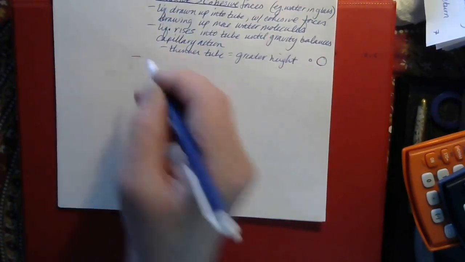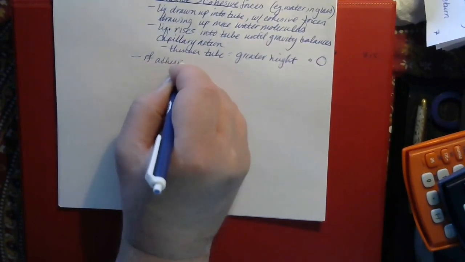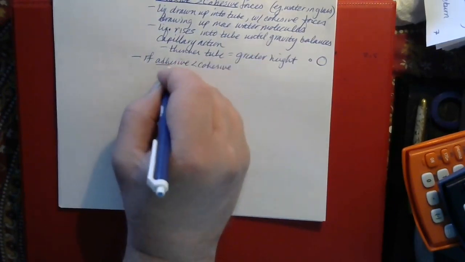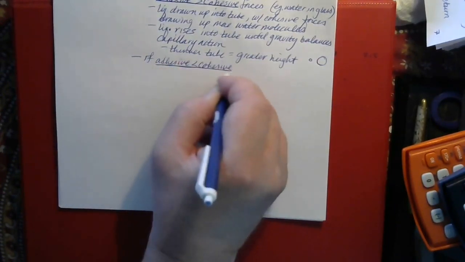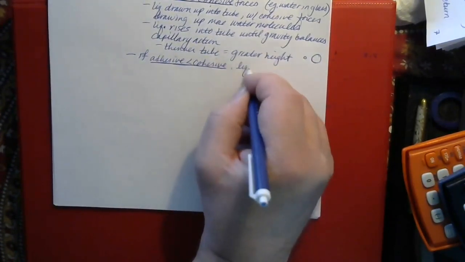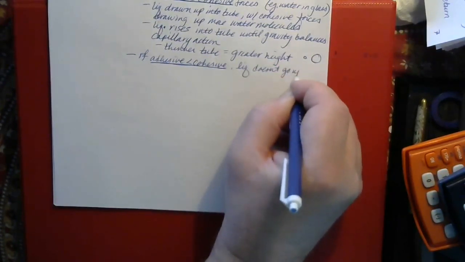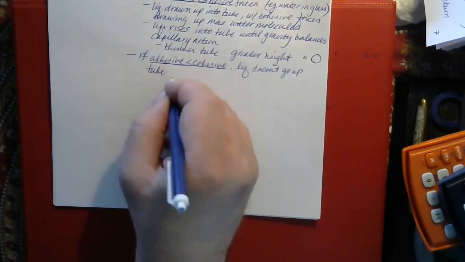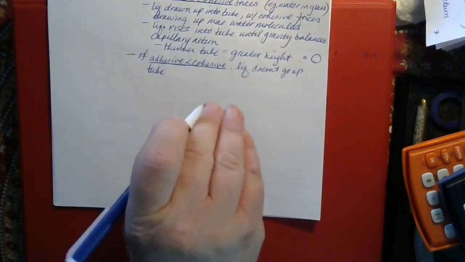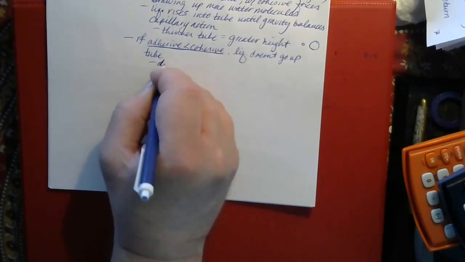Okay, the other possibility would be that the forces are the other way around. So if the adhesive forces are weaker than the cohesive forces, the liquid doesn't go up the tube. And in fact, it will actually drop to a level below the surrounding liquid. Let me put it like this.